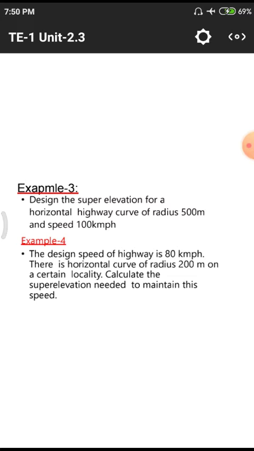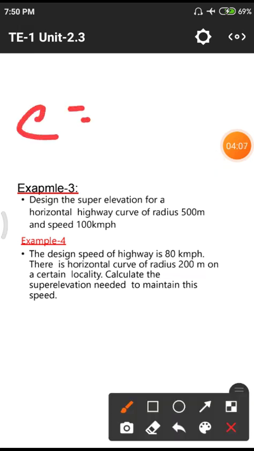In this, design the super elevation for a highway with a radius of 500 meters and a speed of 100 kmph. They directly give the radius of the curve, the r value, and the speed, that is the velocity. Friction we take as 0. Simply e equals v square by 225 r. Why? Because here the speed is in kmph. If the speed is in meters per second, we have to take 127 r.